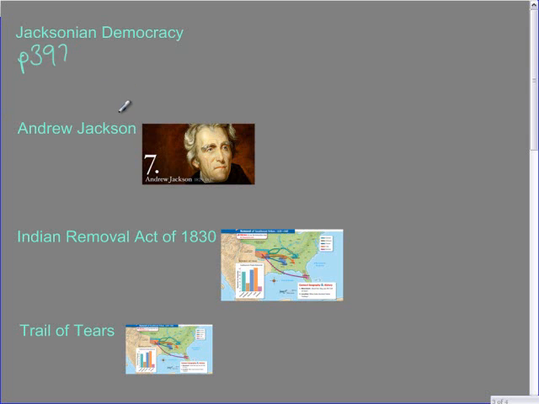Basically, what you're looking at in Jacksonian democracy is the idea that instead of just having the wealthy landowners being the people that can vote for president and representatives, Andrew Jackson wants to expand voting rights to more people, basically all white males, not just the landowners. So that's the main idea of Jacksonian democracy.